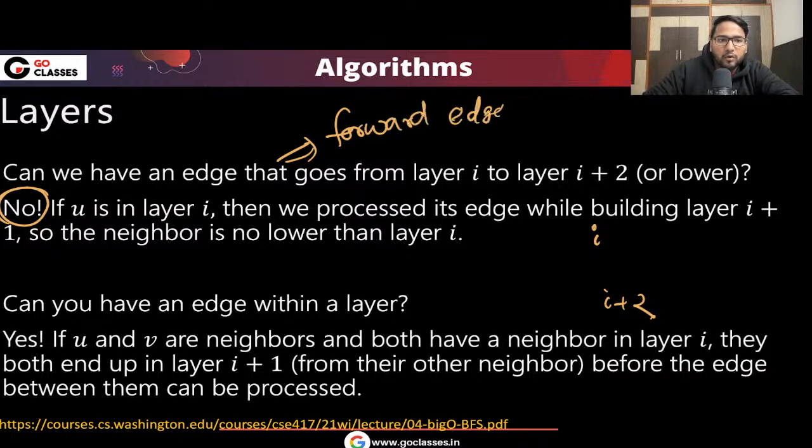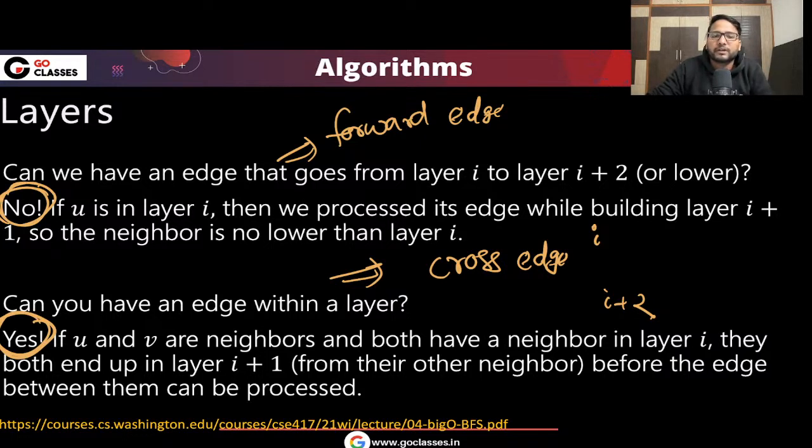Now, what is the next question? Can you have an edge within the layer? The answer is yes. Within the layer means they are talking about which kind of edge? Cross edge. So forward edge, no in both the cases. Cross edge is yes in both the cases, right? Even if they have not given whether it is directed or undirected, it doesn't matter. Forward edge is no in both the cases. Cross edge is yes in both the cases.